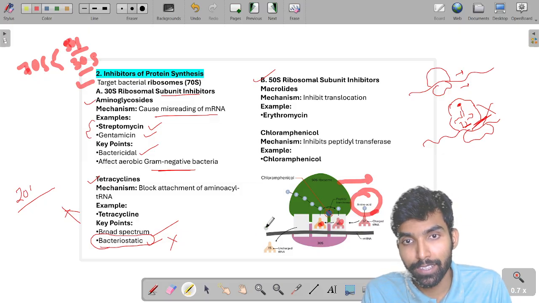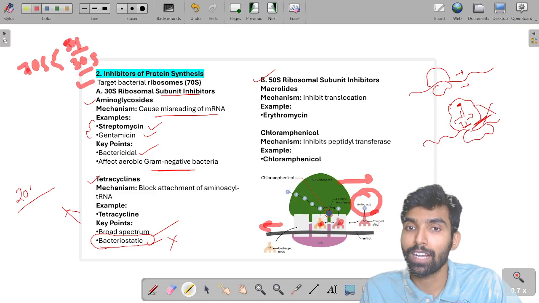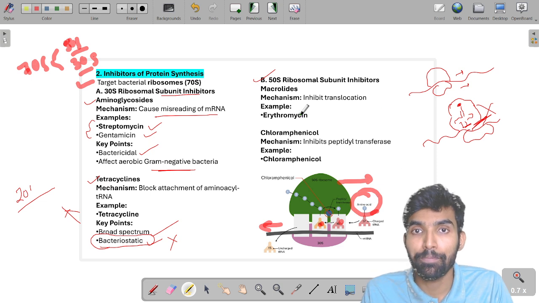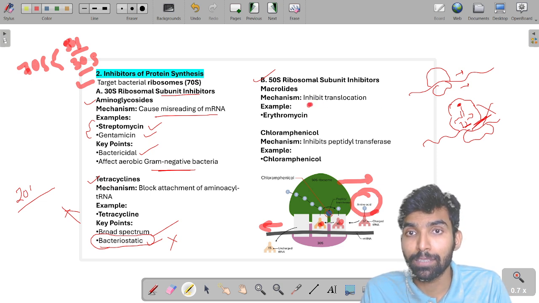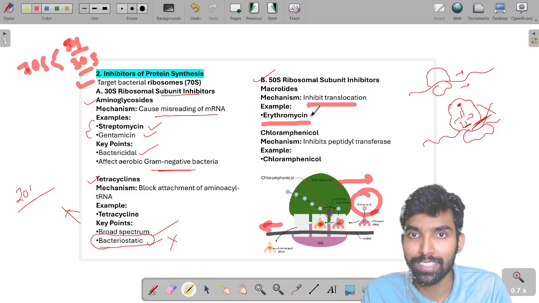Translocation means the mRNA is moving in this direction and the ribosome is moving in this direction. Then what will happen? Of course, one by one tRNA will come and occupy the new space, right? So there are some macrolides that actually inhibit translocation. Erythromycin is the greatest example that inhibits translocation. Chloramphenicol actually inhibits the peptidyl transferase.